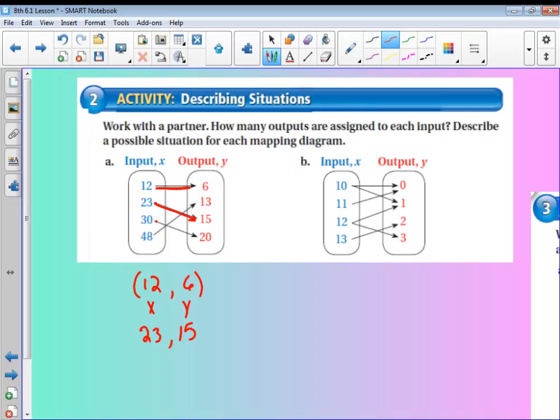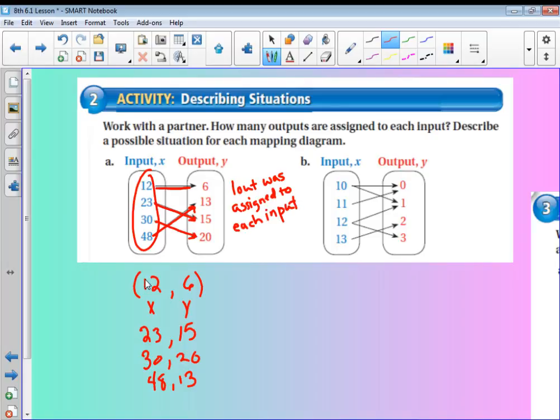Okay, the input of 30, when we put that into our equation, it gives us 20, 30 to 20. And then 48, when we input it, it gives us 13. Now, we don't know currently the equation, but we know that each of these inputs had exactly one output because they only had one arrow going away from each number. So how many outputs are assigned to each input? Well, in this case, one output was assigned to each input.